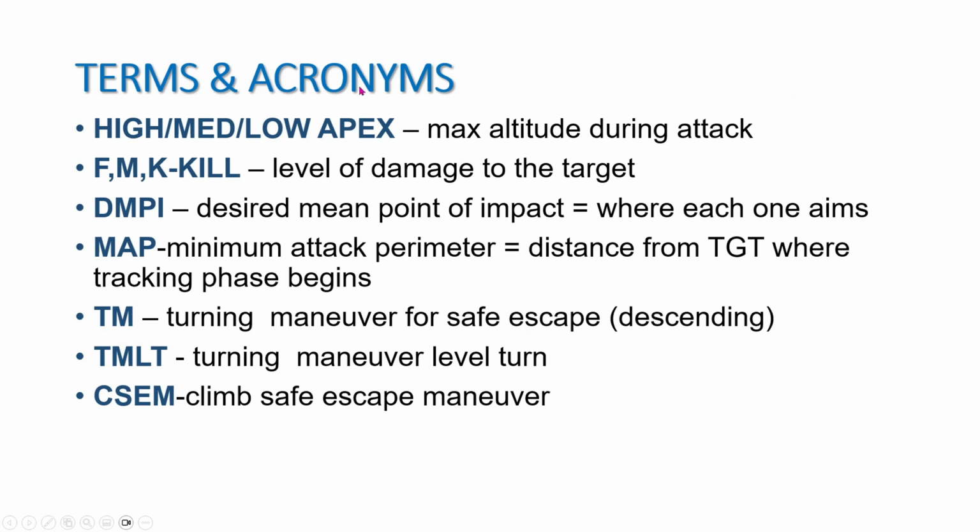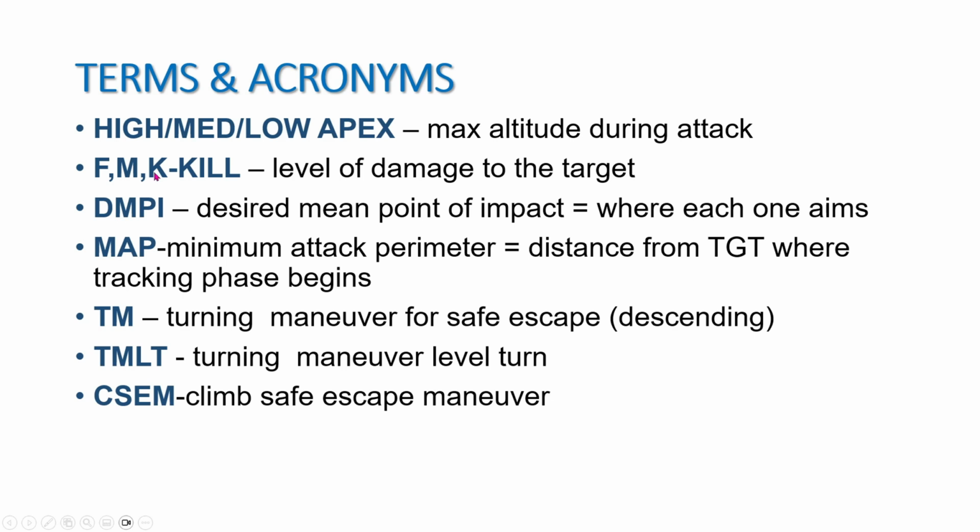And now some terms and acronyms. High, medium, low apex has to do with the maximum altitude climbing. Low apex is up to 3000 feet, 3 to 6, 7 is medium, above 7, 8 is high. F kill means firepower kill, M kill means mobility kill, K kill means catastrophic kill.